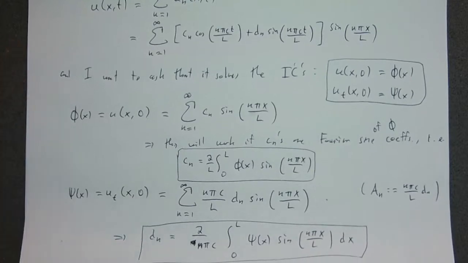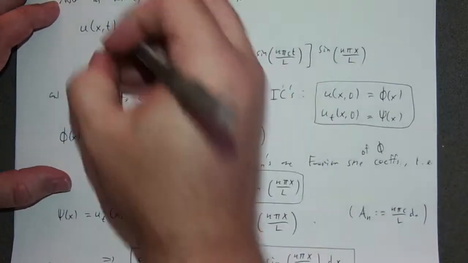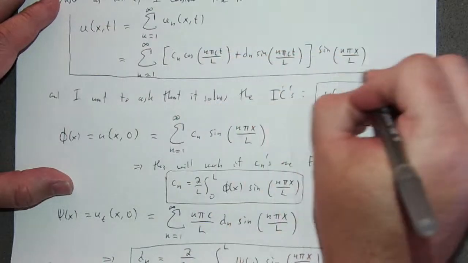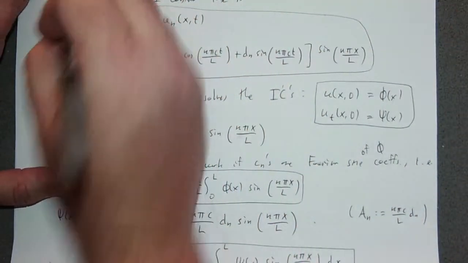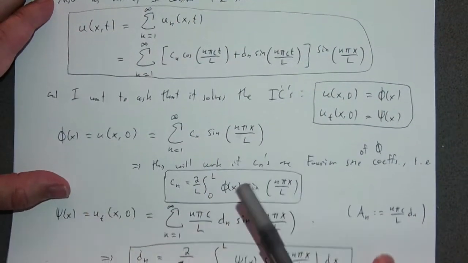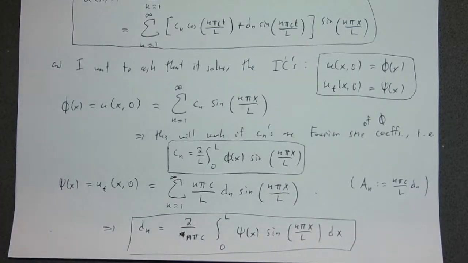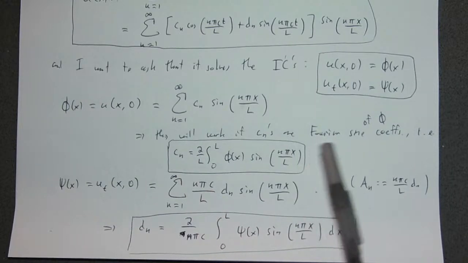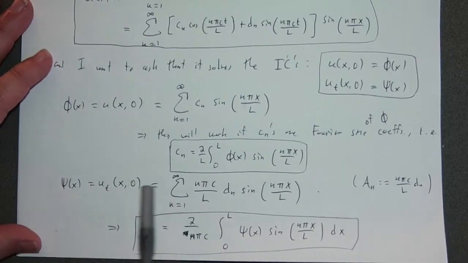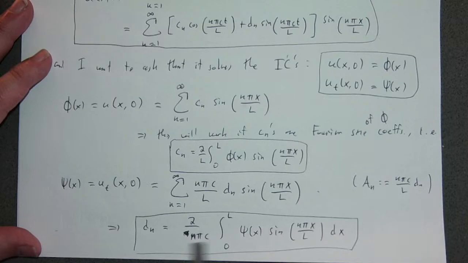Okay. And so my solution is of this form, where the coefficients c sub n and d sub n are essentially, well, c sub n literally is the Fourier sine coefficients of phi. The d sub n are like Fourier sine coefficients of c of x times some factor. Okay.